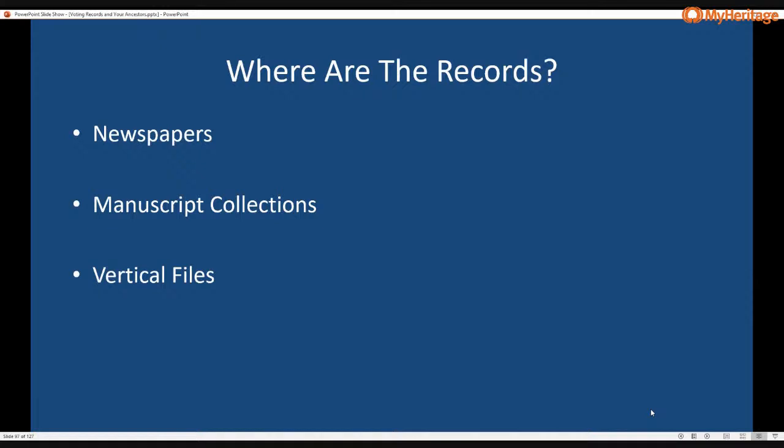Vertical files. Vertical files are fantastic record collections. These are normally in file folders, in filing cabinets. They are what I call a hodgepodge of records. You never know what you're going to find in vertical files. They're normally indexed by surname or subject name. So talk to the archivist or the librarian. They should have an index for you to look at, and you can look for your surnames and look in those files to see what's in there.